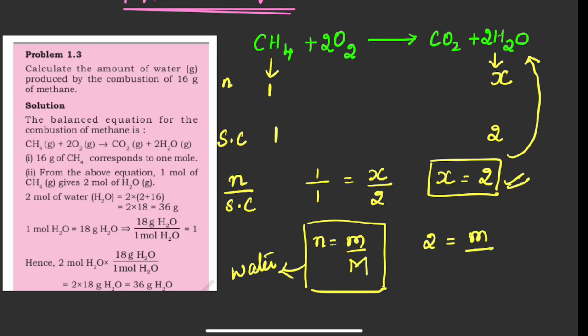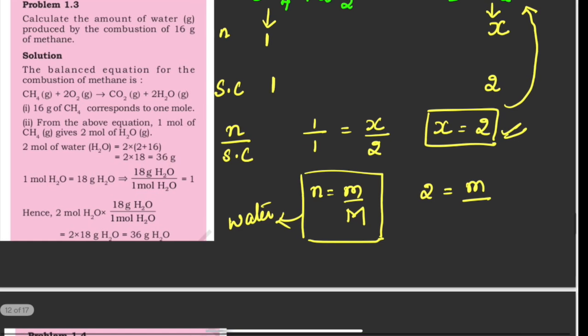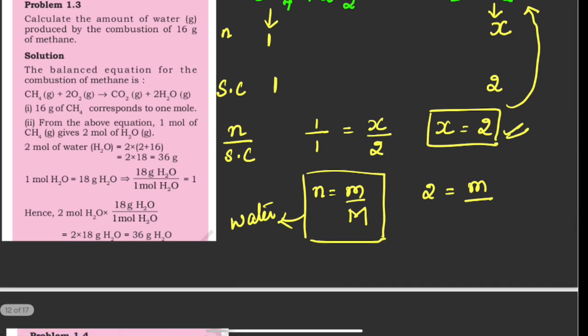of water. So what is the molar mass of water? Let me write here H2O. So molar mass of water is 2 hydrogen plus 1 oxygen. So 2 into hydrogen is 1 plus 1 into oxygen is 16. So 16 plus 2 is 18. So molar mass will be equal to 18.